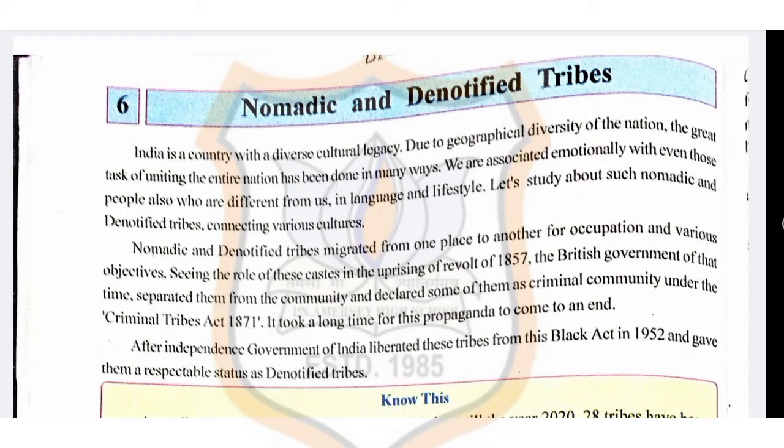Today I am going to explain to you lesson number 6, and the name of the lesson is Nomadic and Denotified Tribes. So let's start the lesson.